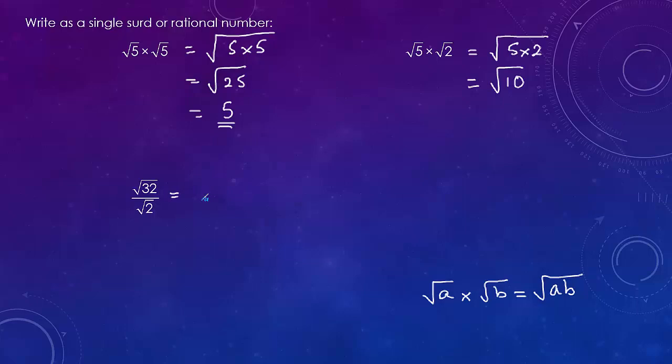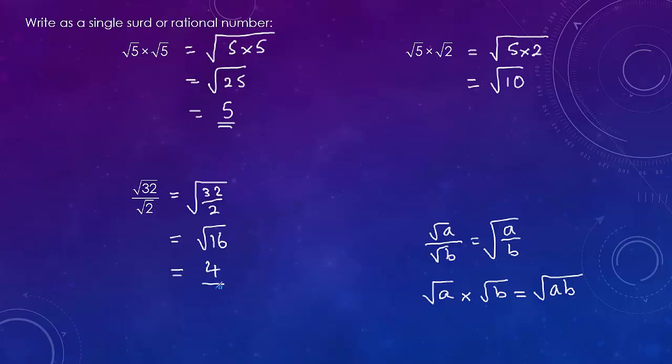Here we have the square root of 32 divided by the square root of 2. Now we discussed that the square root of a divided by the square root of b is the square root of a divided by b. So this would be 32 divided by 2 in here, giving us the square root of 16, which of course is 4.